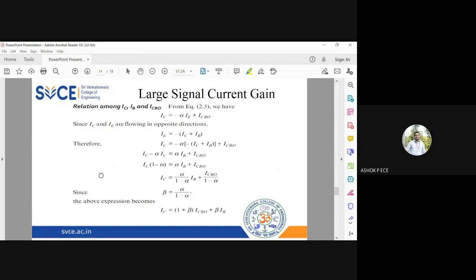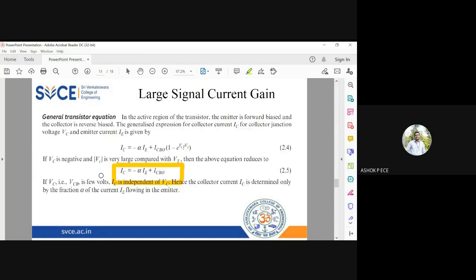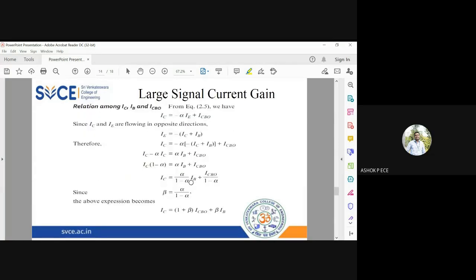Now, how we are going to see the relation between IC and ICB0, we'll see in the next class. Just see this equation we got. I am writing this equation here, and we know IE is equal to minus IC plus IB. This is the basic transistor equation: emitter current equal to collector current plus base current. Now substitute this value of IC here. So IC will be equal to minus alpha into minus IC plus IB, plus ICB0. Minus into minus will become plus, expand all the terms.